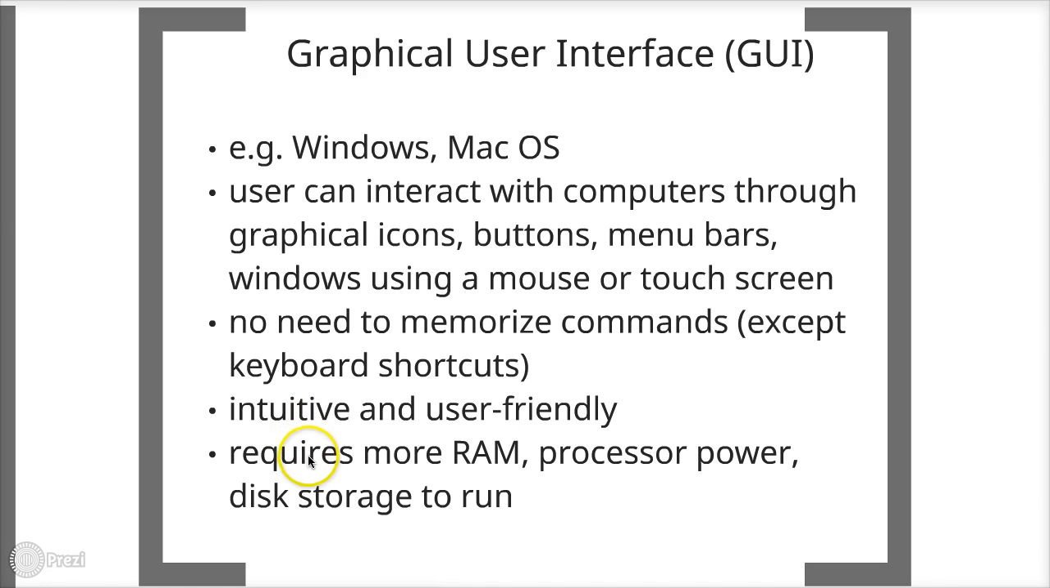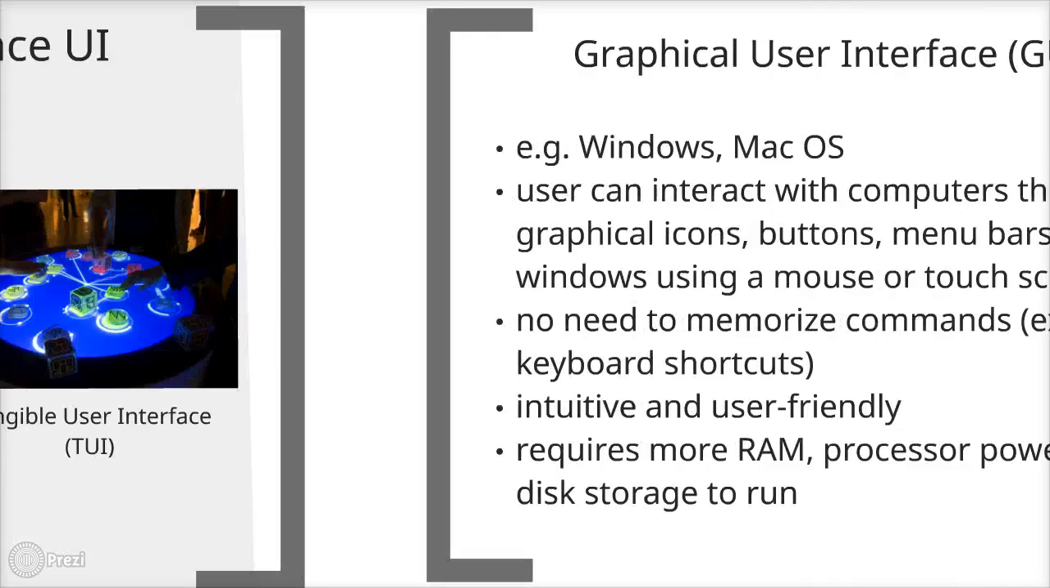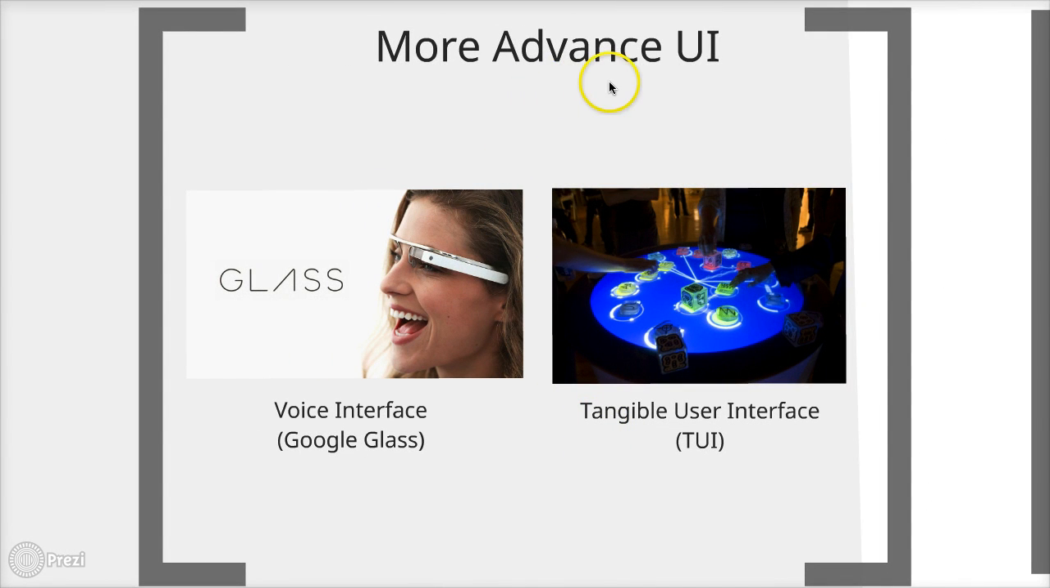But of course, there comes a cost. A graphical user interface requires more computer RAM, more processing power. That is, you need a better CPU, and you need more disk storage to run the operating system. And next, we can look at some more advanced user interface.